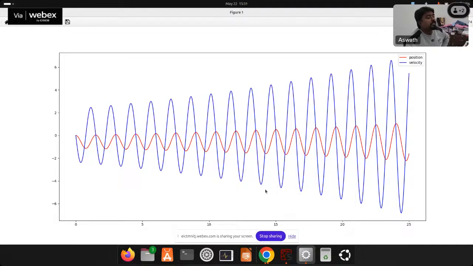Now there is an interesting thing here. You see here the oscillations are increasing. The amplitude is increasing. Can anybody point out, is it okay for the spring mass system's oscillation amplitude to increase? Somebody?